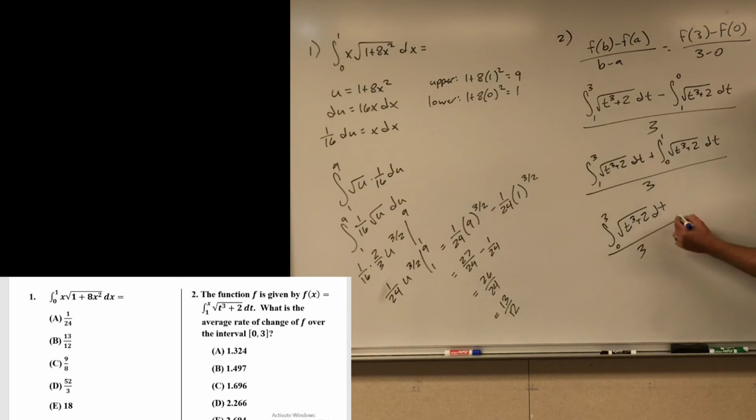Remember? Okay, let's evaluate this and we'll go from there. So this was a calculator problem. What do you guys get? 2 point what? 2.694? Do you all agree or no?